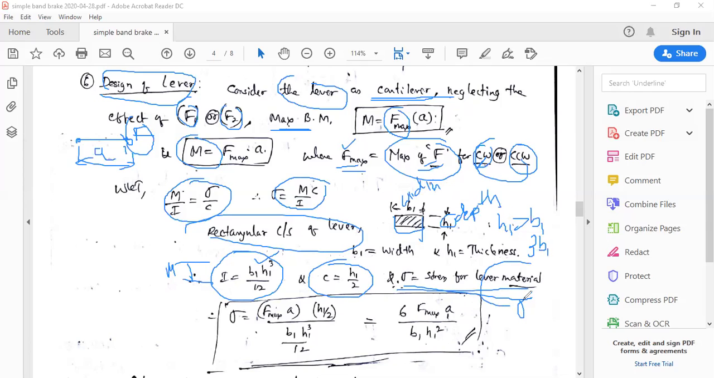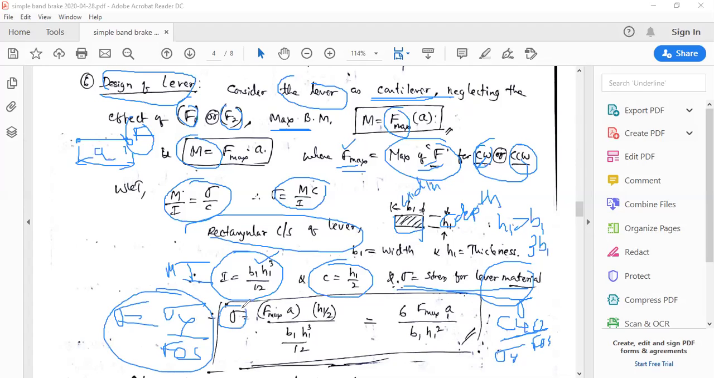Usually if the material is not given, in that case we have to assume C40 or C30 steel. For that, you have to note down the value of sigma y from the appendix, and also assume a suitable factor of safety, so that we can get the value of sigma as sigma y divided by FOS. By using this relation, you can get the value of sigma here.